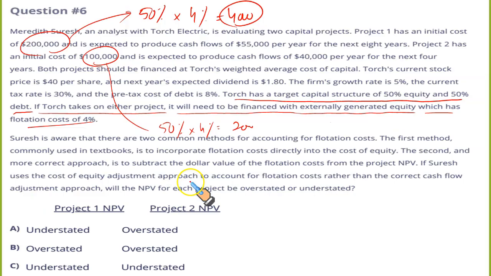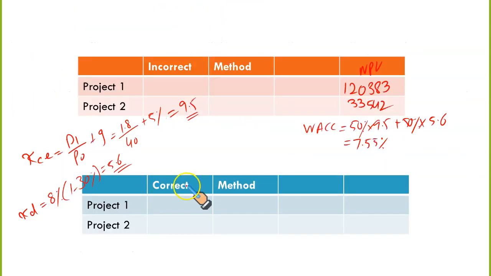It means $200,000 outflow, and this 4,000 must be embedded in it. It means the total outflow for project 1 will be 204,000. That was the difference. Second one will be 102,000. Rest of the cash flows are the same. What were the cash flows? If I remember correctly, it was 55,000 for first project for the 8 years period, and for the second project, it was 40,000 for the next 4 periods. And using this, let us calculate the NPV and see how do they tie up.